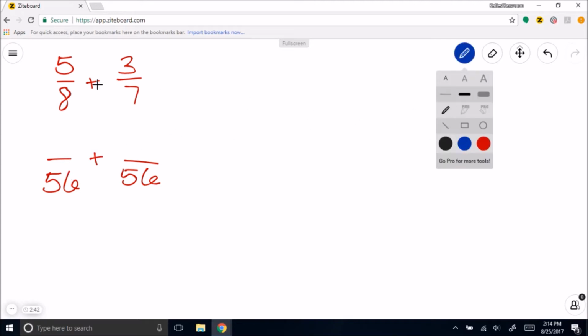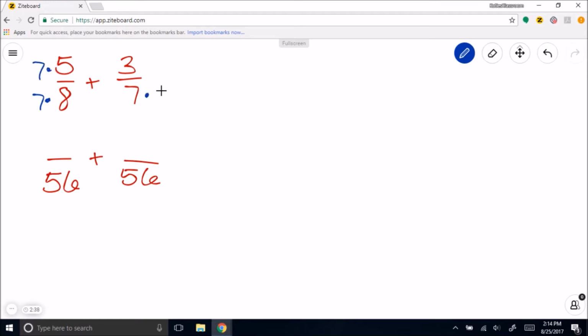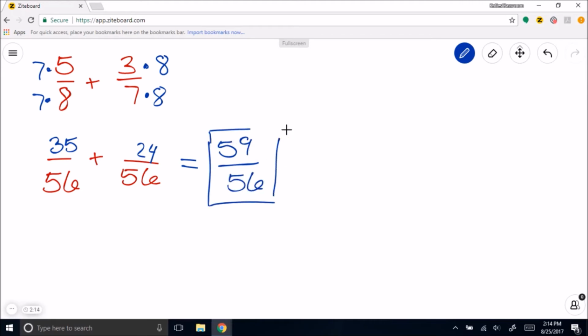So all I did here was multiply this side by 7 and this side by 8. And remember, whatever you multiply by on the bottom, you need to multiply by on the top so that my fractions stay balanced and equal. Then I add the tops. 35 plus 24 is 59, and my common denominator stays. So 59 over 56, and this does not simplify. Again, you could change these to mixed numbers, but we are not going to do that in this video.